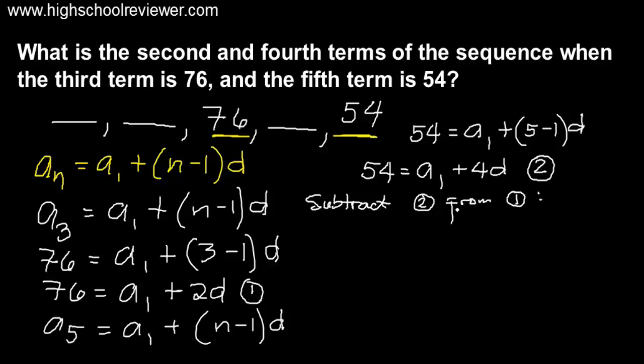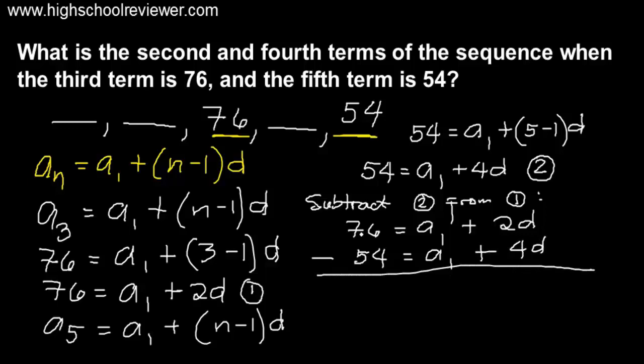Now we need to subtract this because 76 is bigger than 54. So our equation 1 is positive 76 equals a sub 1 plus 2d, and we subtract equation 2, which is 54 equals a sub 1 plus 4d. 76 minus 54 is equal to positive 22. A sub 1 minus a sub 1 is 0, and positive 2d minus positive 4d will be negative 2d.